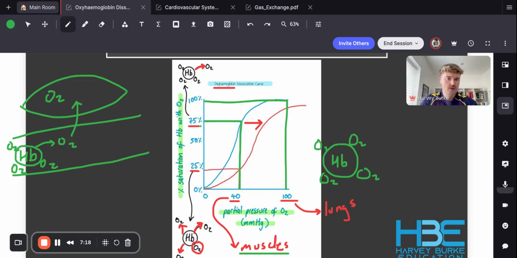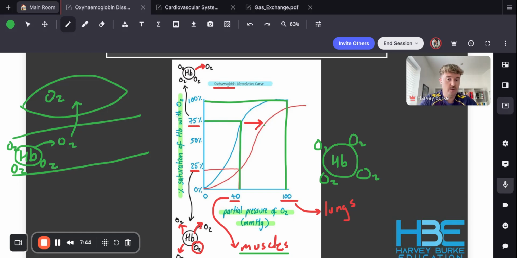But for now, what this graph is showing us is that when there's loads of oxygen somewhere, hemoglobin isn't letting go of any. It's not dissociating with any oxygen. However, when there's not as much oxygen somewhere, like at the muscles, hemoglobin is dissociating with more oxygen to provide the muscles with it.